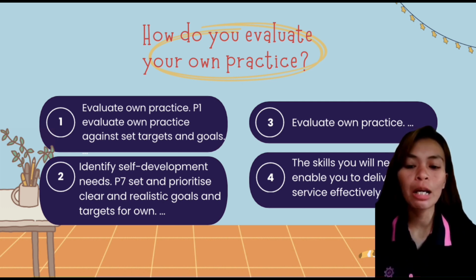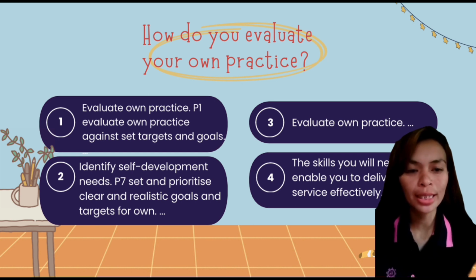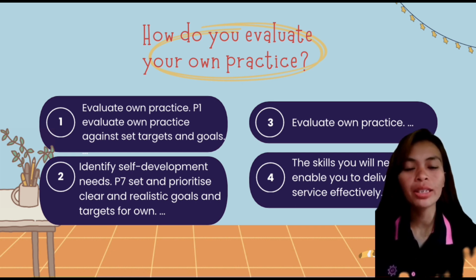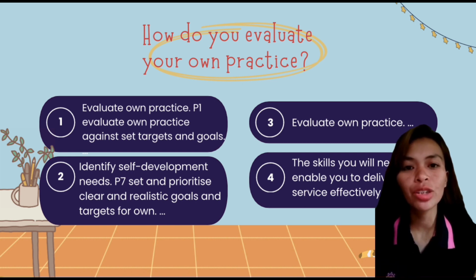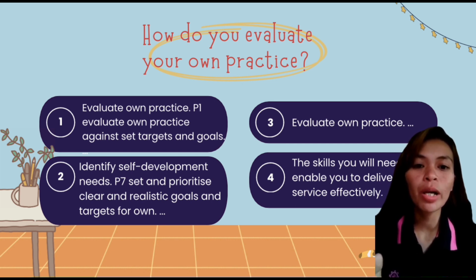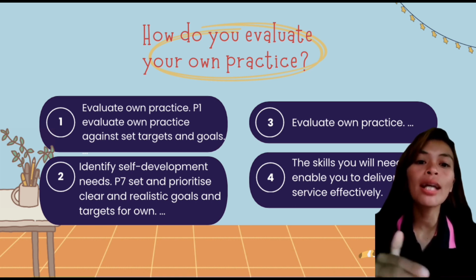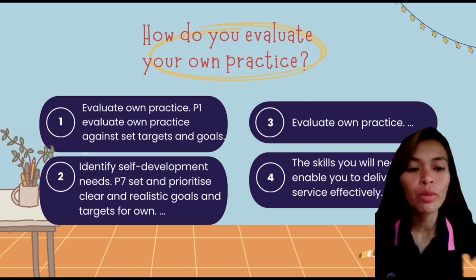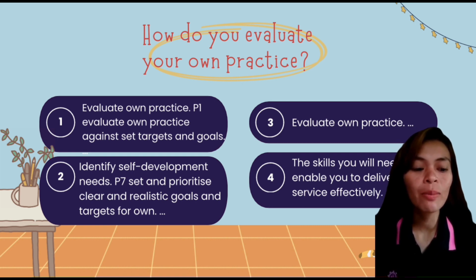So there are 4 steps in evaluating our own practice. Number 1 is evaluate your own practice against set targets and goals. So in having a discussion, we need to make sure that our lesson and our topic are effective to our students. In that way, in having our assessment and evaluation, we can check against what our targets and goals are for the topic.